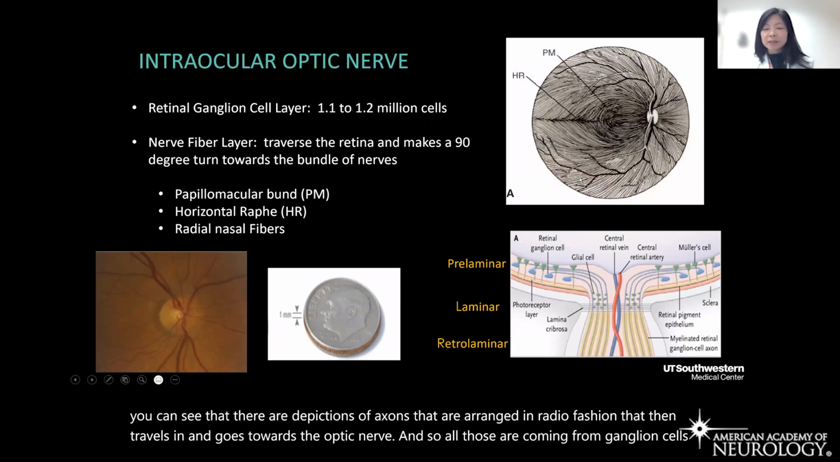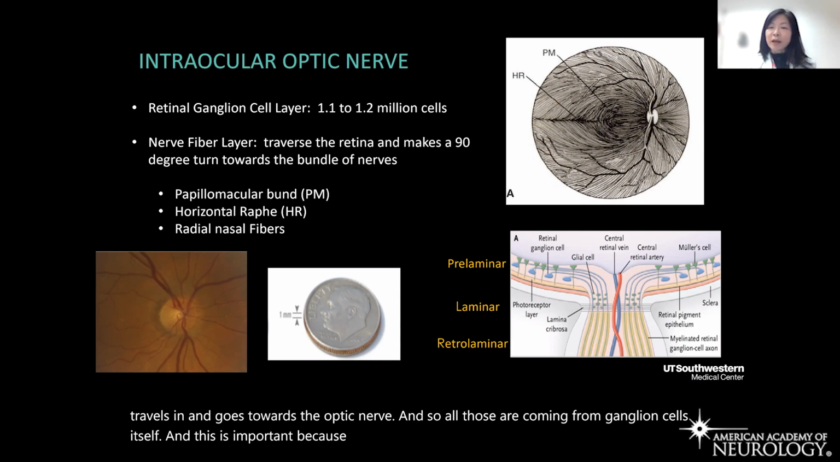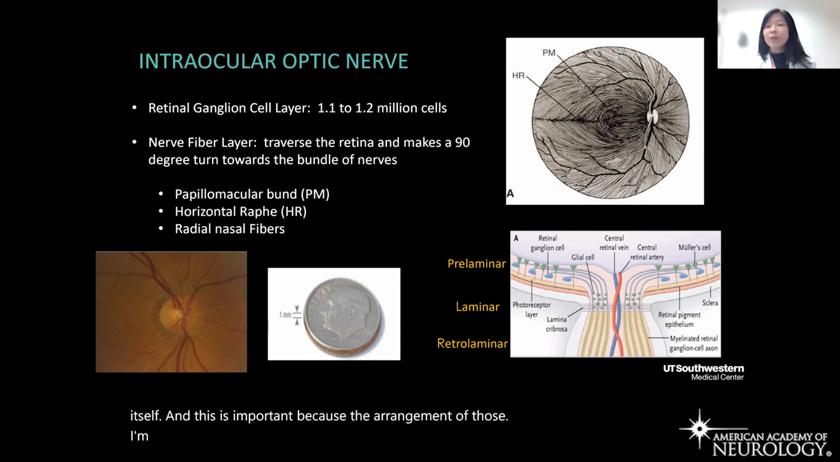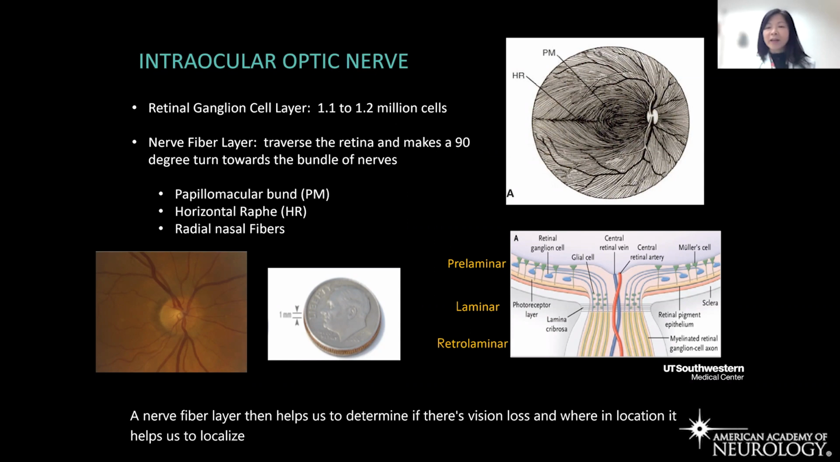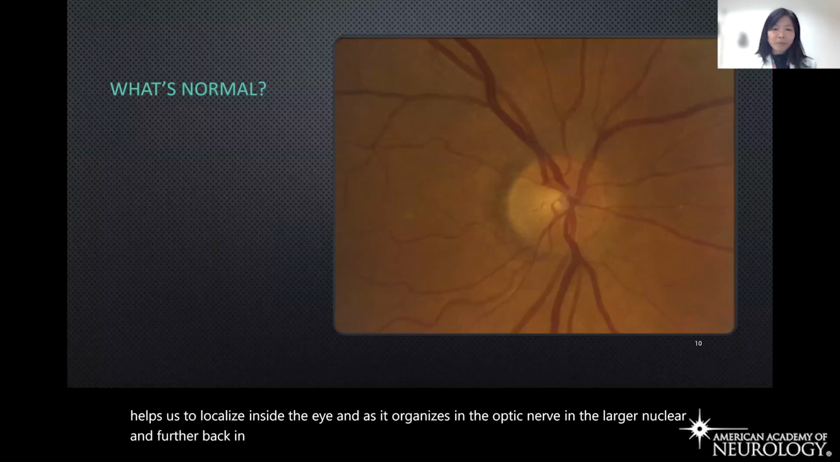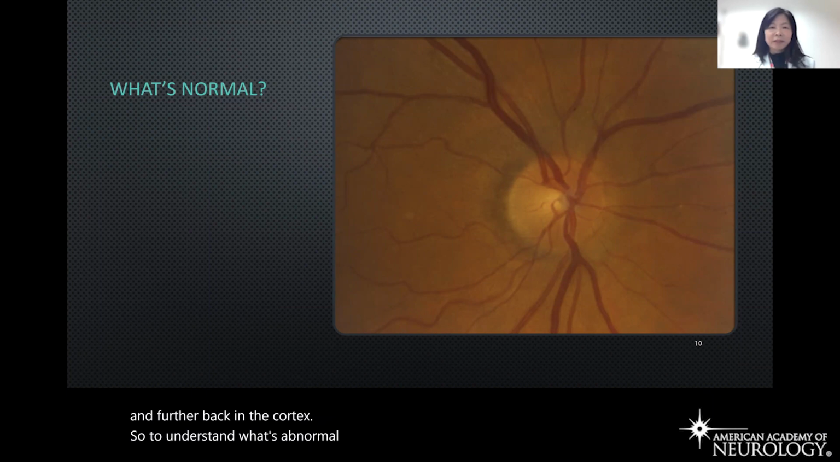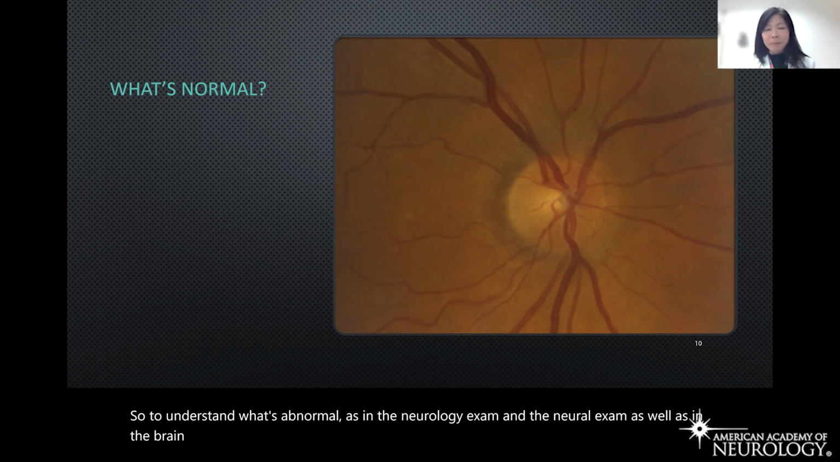This is important because the arrangement of the nerve fiber layer helps us to determine if there's vision loss and where in location it is. It helps us to localize inside the eye, and as it organizes in the optic nerve, in the lateral geniculate, and further back in the cortex. So to understand what's abnormal, as you know, in the neurological exam, as well as in the brain, first you need to know what's normal.